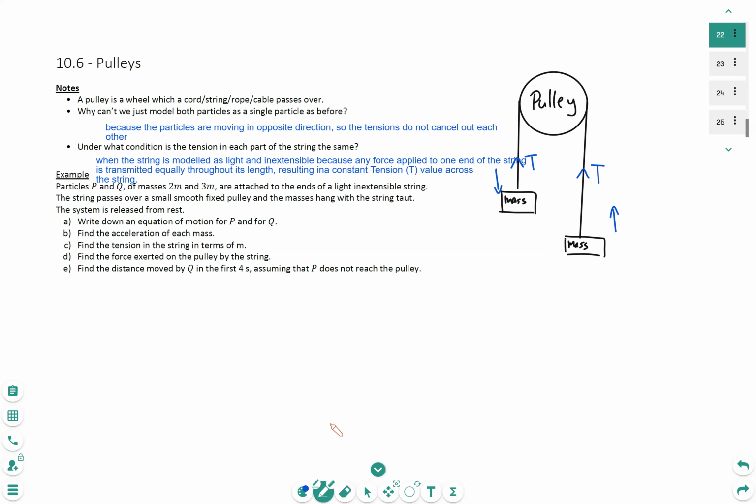Right, let's have a look at the example below here. Particles P and Q of mass 2m and 3m are attached to the ends of a light inextensible string. The string passes over a small, smooth, fixed pulley, and the masses hang with the string taut. Now, if you don't know what the word taut means, it means tightened. That means it's not loose. The system is released from rest. Write an equation for the motion of P and Q.